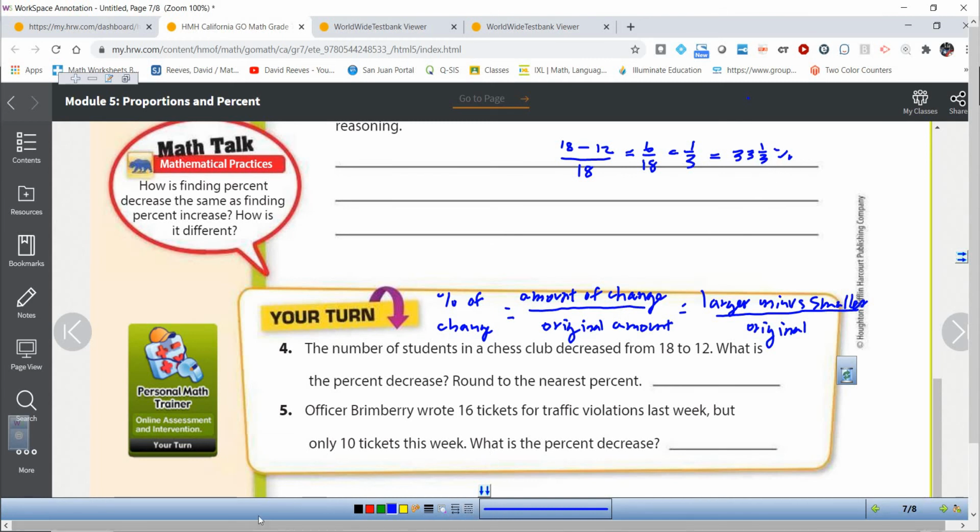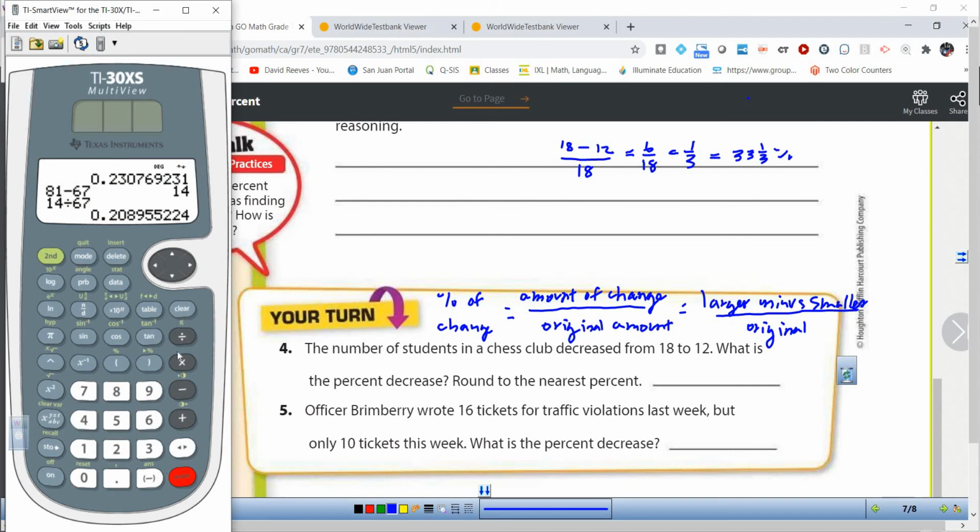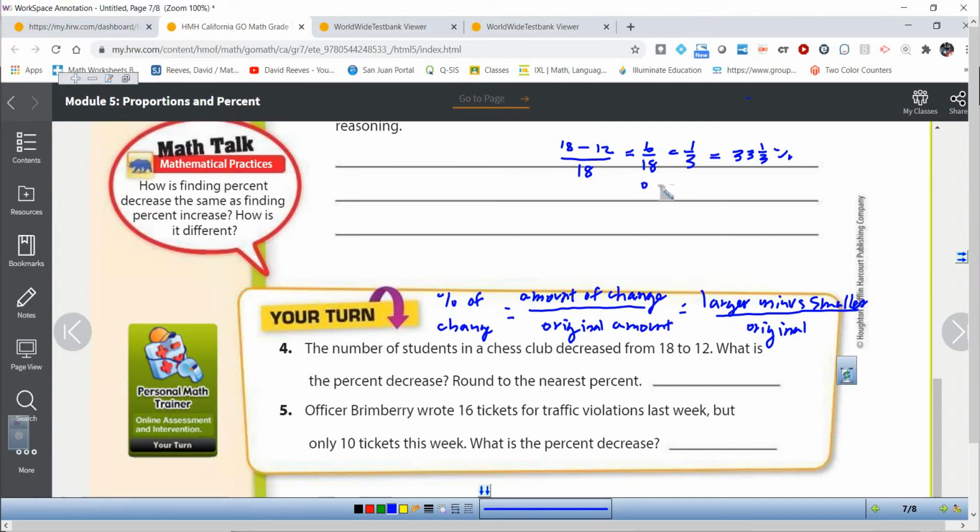Now, let's just say you weren't paying close attention. Yes, you can do 6 divided by 18. And when you do 6 divided by 18, you get 0.33333 and so on, right? And then you can move that decimal 2 places to the right, and you would get 33.3%.